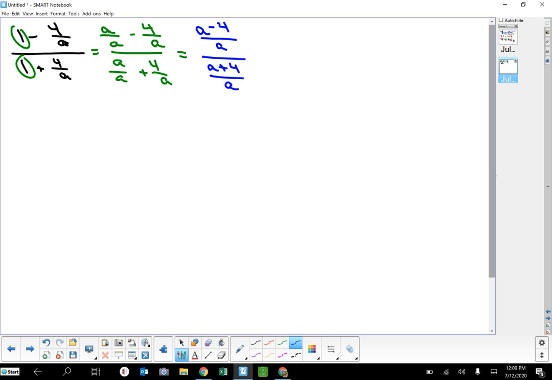And then I'm going to just multiply and flip this. And this is how I would do this on my paper. So I'm going to go times a over a plus 4, right? Which is the reciprocal of that. And then this is gone.